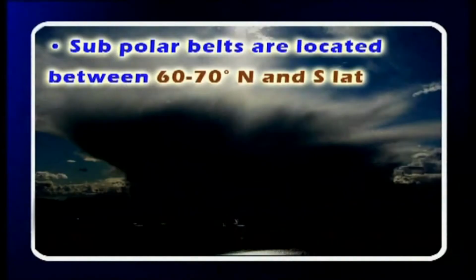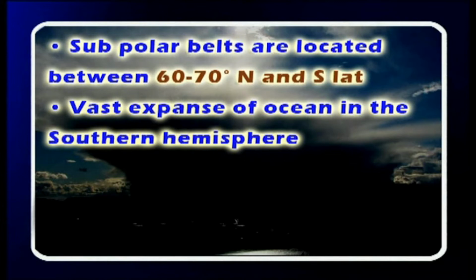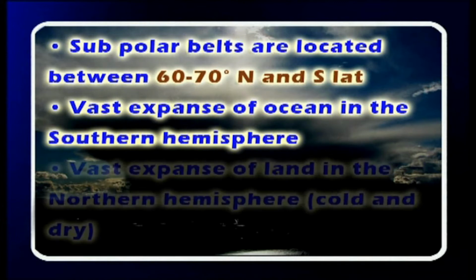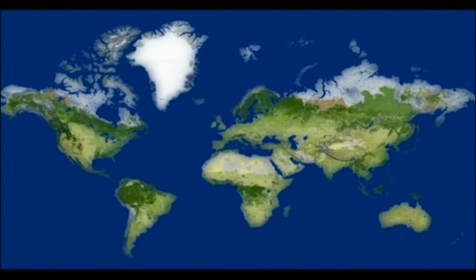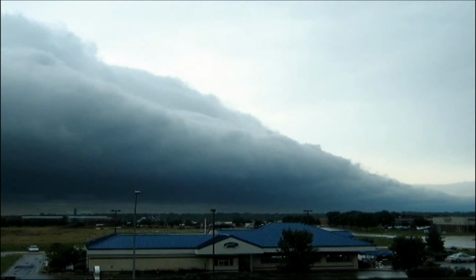Subpolar low. Subpolar low belts are located between 60 to 70° north and south latitudes. There is a vast expanse of ocean in the southern hemisphere, and a vast expanse of land in the northern hemisphere, which is cold and dry. Pressures over these land masses are increased. During winter, there is a great contrast between the temperature of the oceans and continents. In summer, the temperature contrast between the continents and oceans is much reduced.